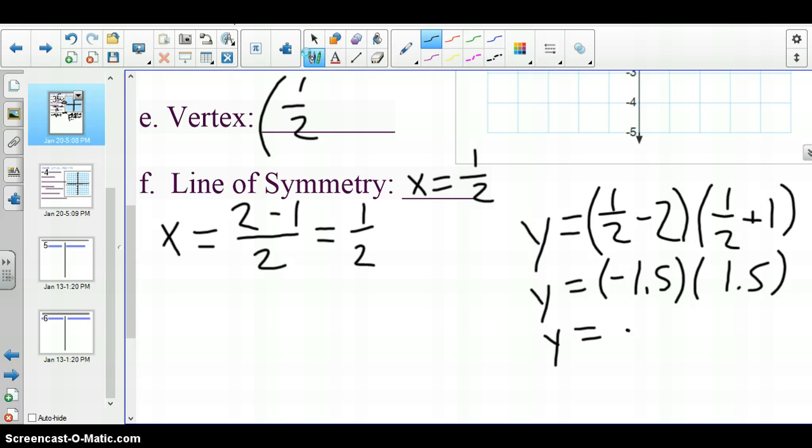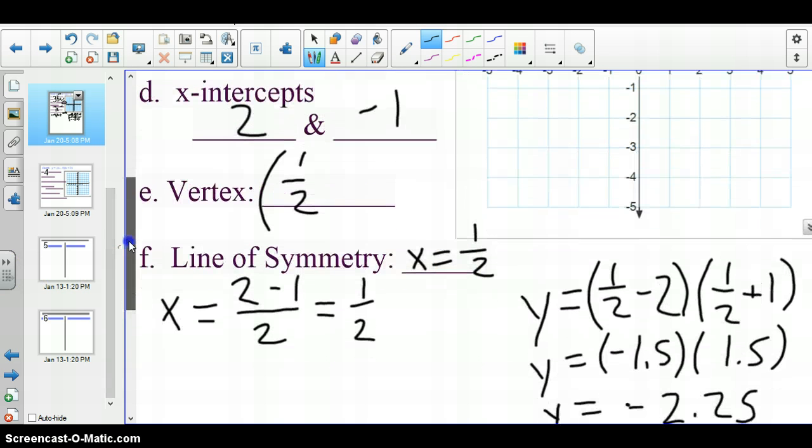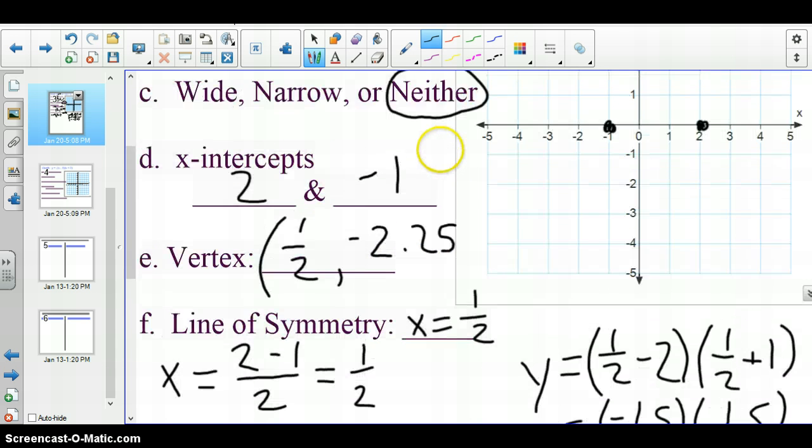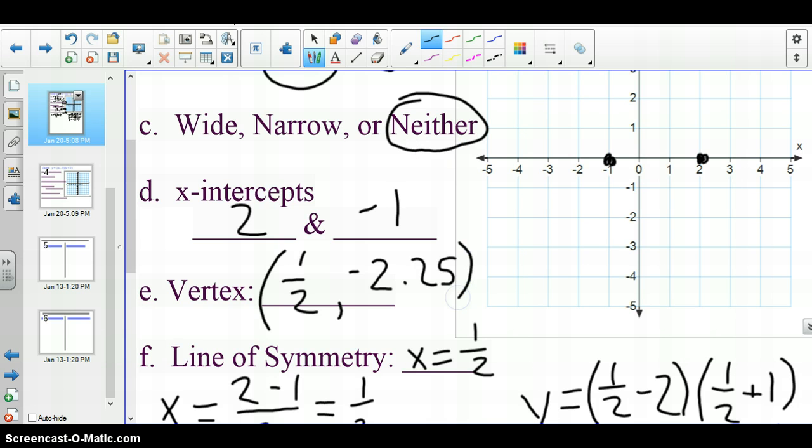So I get negative 2.25. I'm writing these as decimals because I see those better on a graph. So my vertex is 1/2, negative 2.25 or negative 2 1/4. So 1/2 is in between 0 and 1. Negative 2.25 is somewhere right in here. That is my vertex. I could draw my axis of symmetry. And there's my parabola.